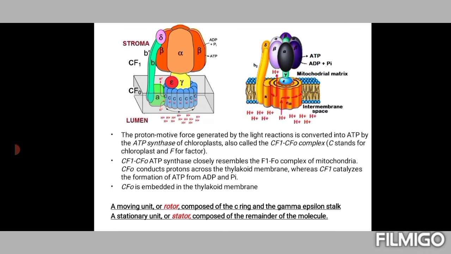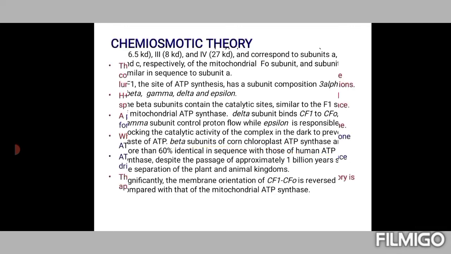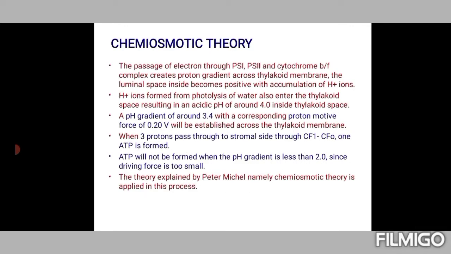So this is ATP synthase, and we can see here the H plus accumulation. Actually, the process is a bit different from what occurs during oxidative phosphorylation. Here, H plus from inside the lumen escapes through this ATP synthase so as to form ATP molecules. So this is chemiosmotic theory. The structure has been shown and explained here, which we have already discussed.